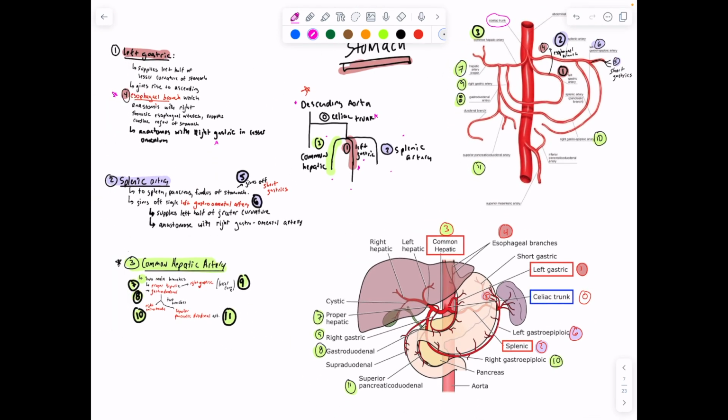All right, so the left gastric, which we can see right here, is a branch off of the celiac trunk, and you can see that it is in fact supplying the lesser curvature of the stomach, and it is giving off an esophageal branch right here. And then it will anastomose with the right gastric artery, which is going to come from the proper hepatic. All right, so that's this branch.